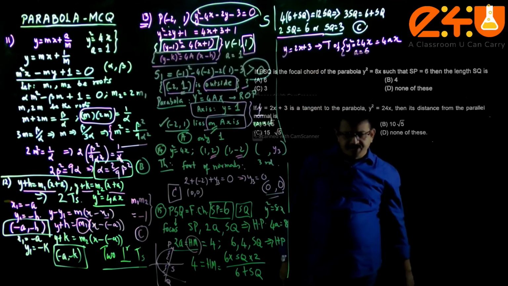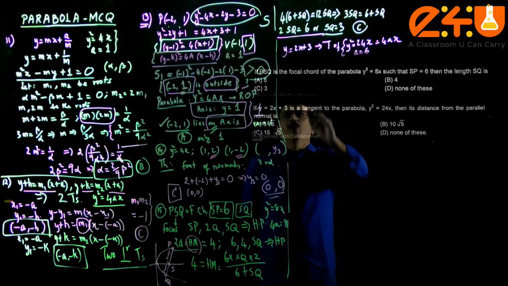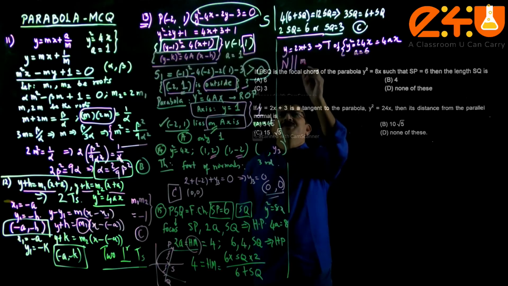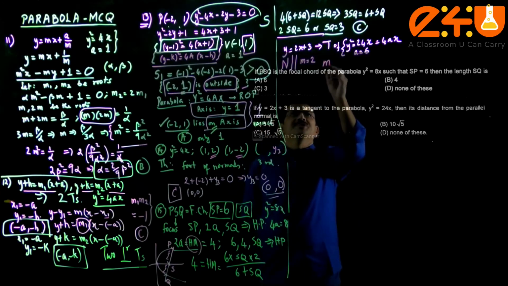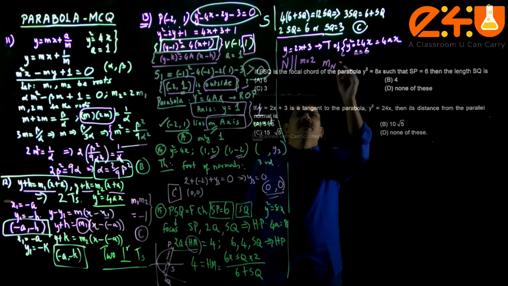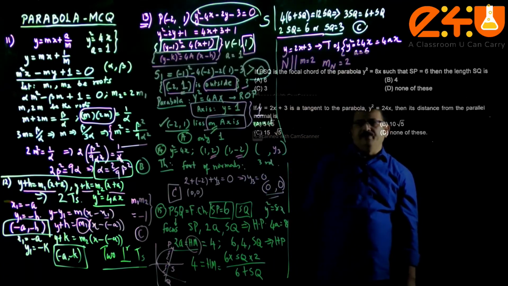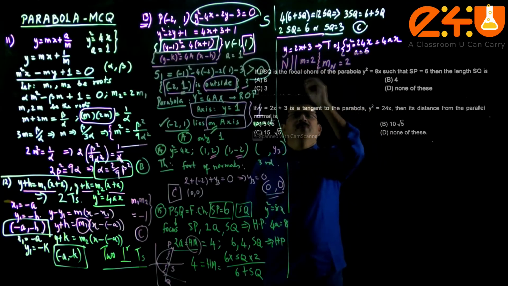Okay, he wants the distance from a parallel normal. Now you want a normal which is parallel to the line y equal to 2x plus 3, that means slope 2. So in other words, the slope of the normal is 2. Slope of normal is 2. Are you able to now connect what I am trying to say?